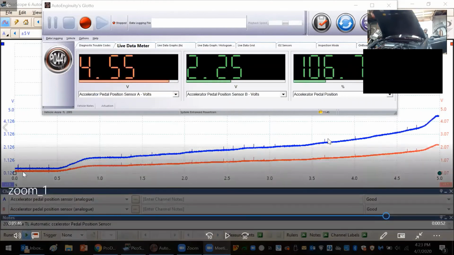Here I did a full sweep all the way from 0 volts all the way up nice and slow to the 5 volts and to the 2.5 volts. And you'll notice that everything is very smooth. There are no glitches. There are no dropouts. So this is a good APP.